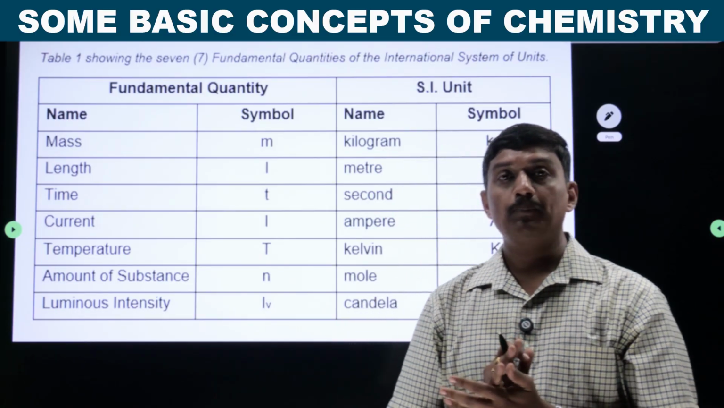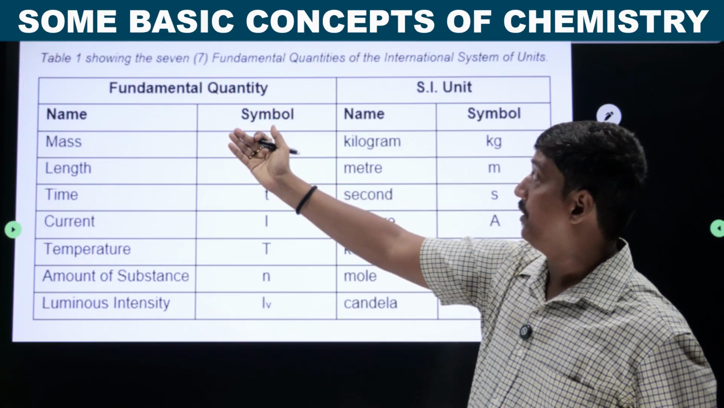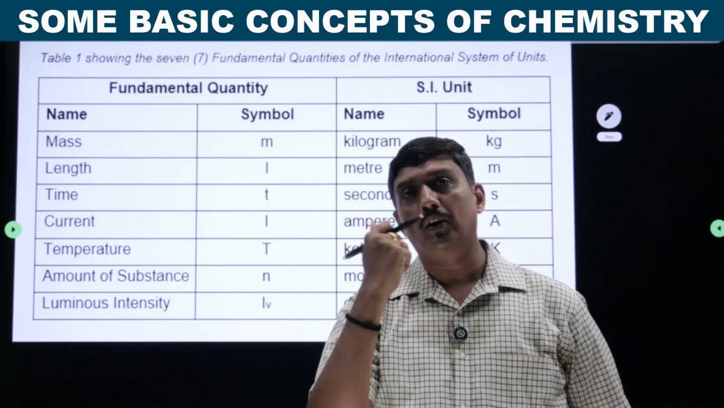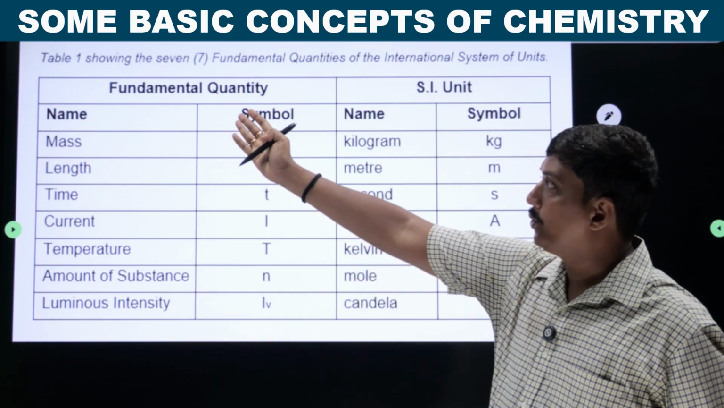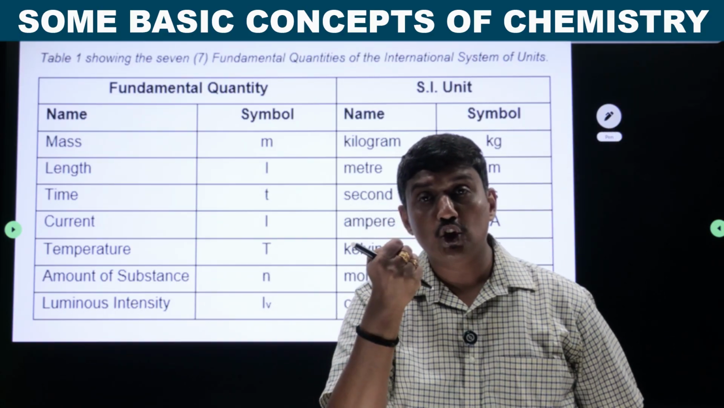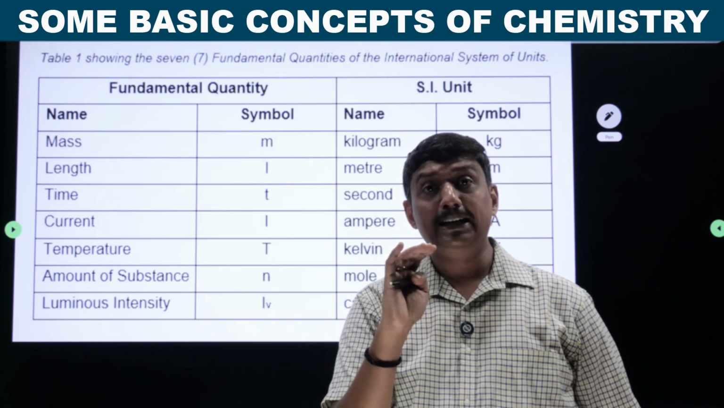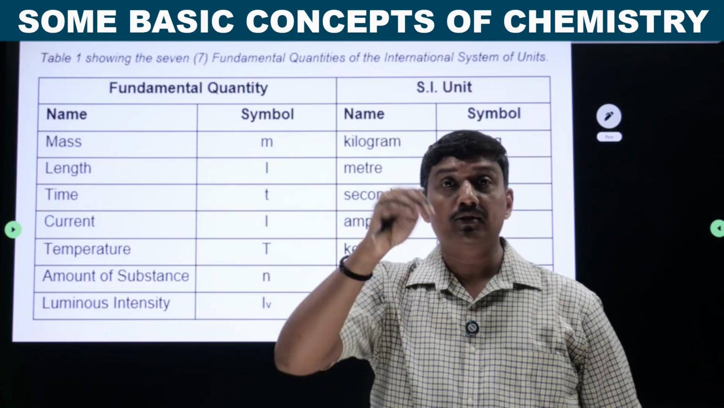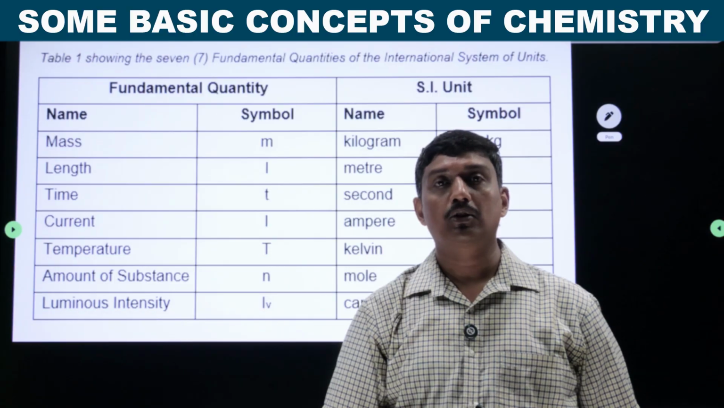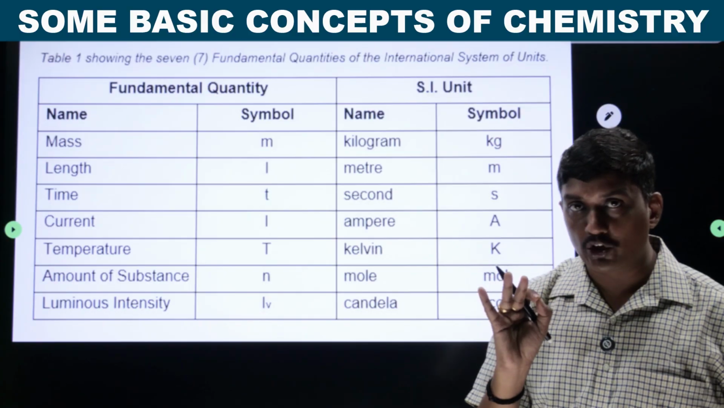These units are classified into two types. One is fundamental units or basic units. What is the meaning of fundamental? Just look into the name itself. Fundamental means these are the basic units. It does not depend on other units to express it. Hence, it is said to be a fundamental or basic unit. We have 7 fundamental or basic units.